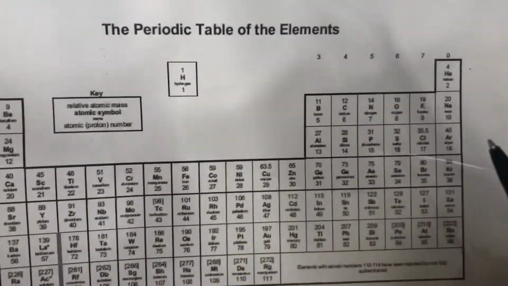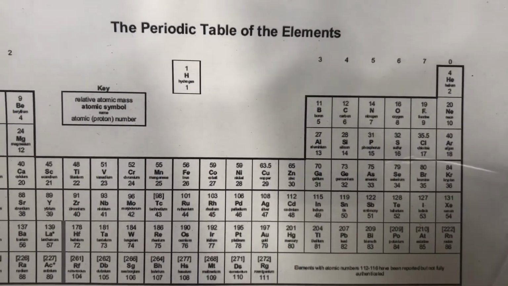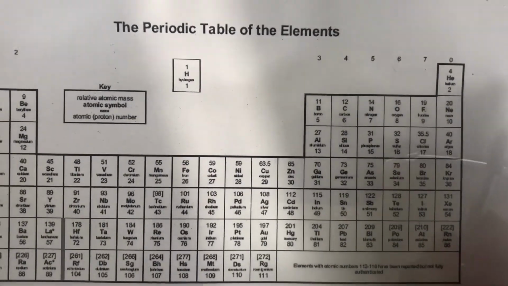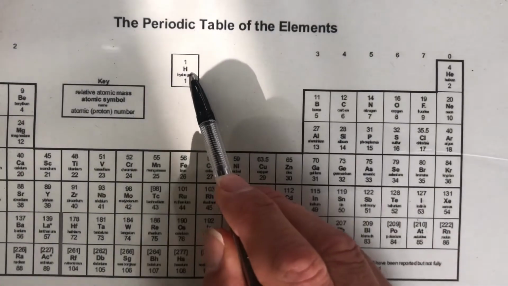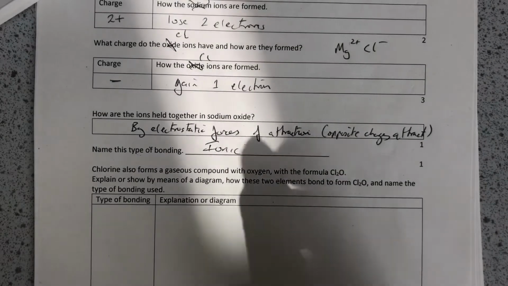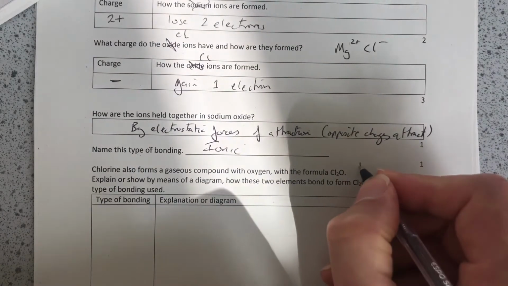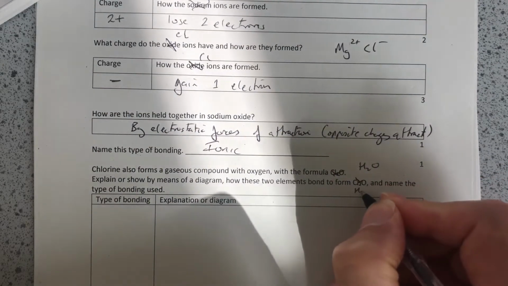If the elements are both non-metals, it is covalent. For example, water, hydrogen oxide, H2O. Hydrogen is a non-metal, oxygen is a non-metal. That's covalent bonding. So I'm going to do this question assuming it's water, not chlorine oxide. You have to do chlorine oxide, I'm doing water.